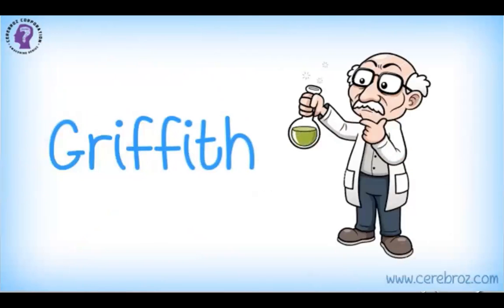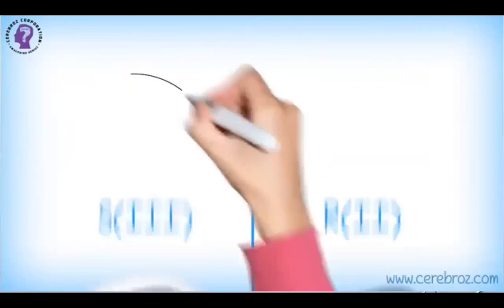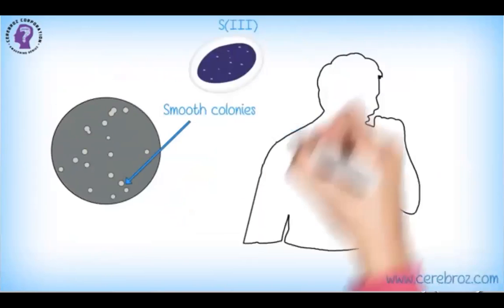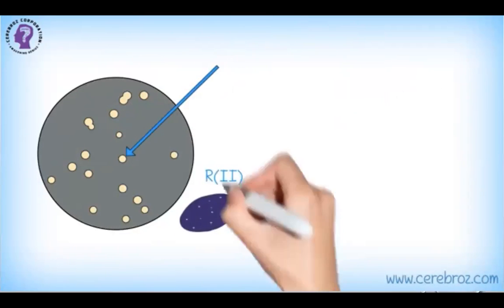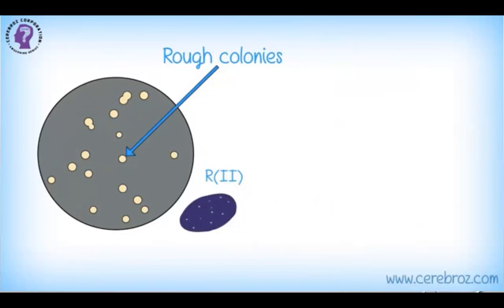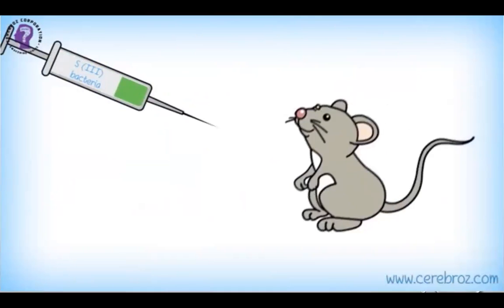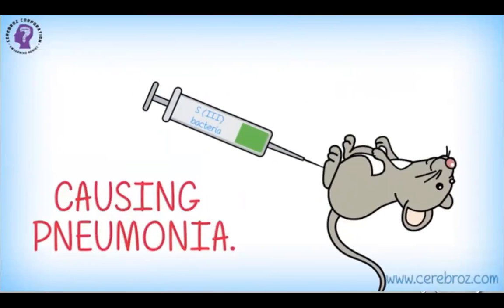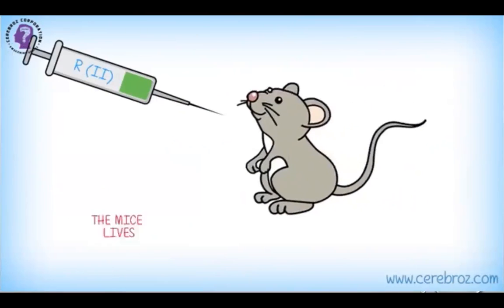Griffith's experiment. Griffith took 2 strains of pneumococcus bacteria, S3, which have smooth polysaccharide capsule, giving smooth colonies S, and it's virulent, causing pneumonia, and R2, which have no capsule, giving rough colonies R and is avirulent, unable to cause pneumonia. When the virulent S3 bacteria injected in mice, it killed them, causing pneumonia. But when the avirulent R2 injected in mice, the mice lives.